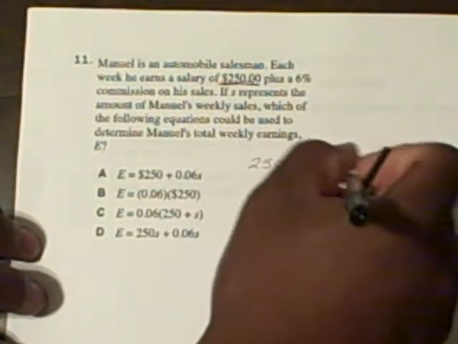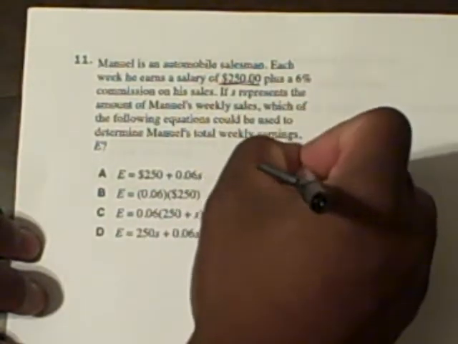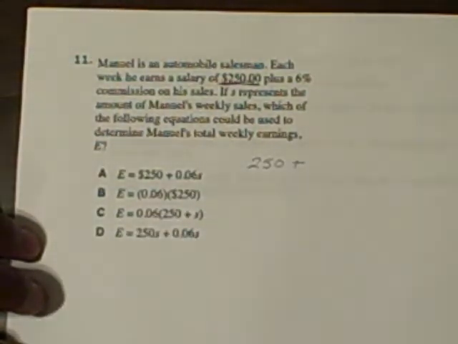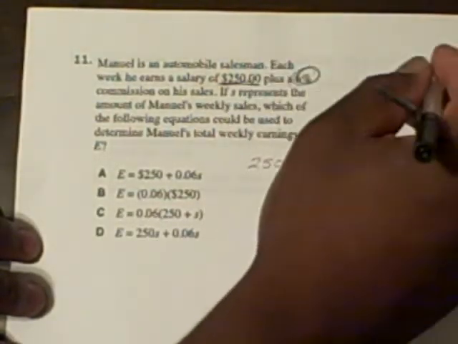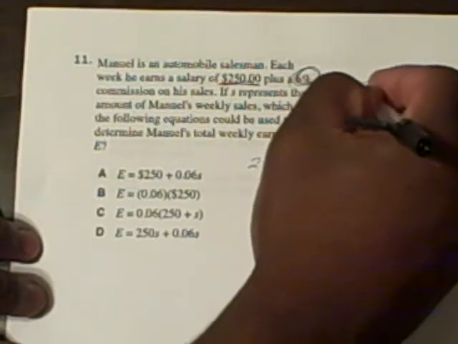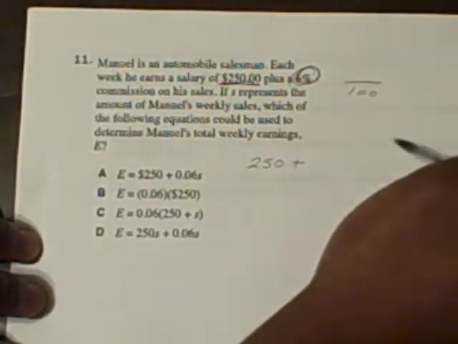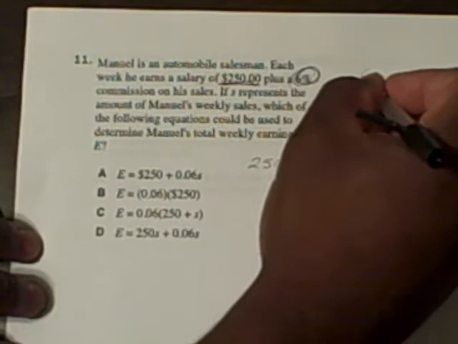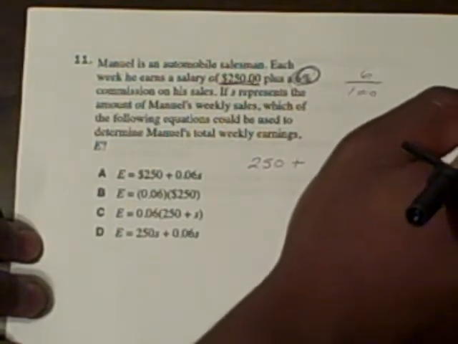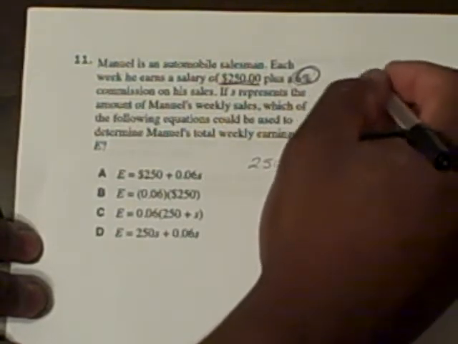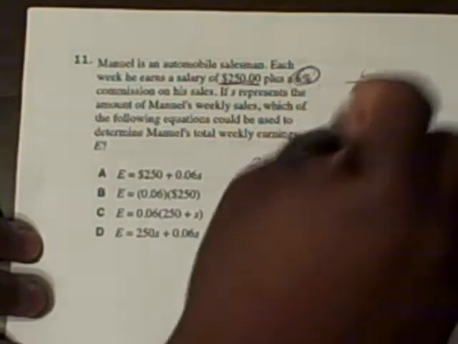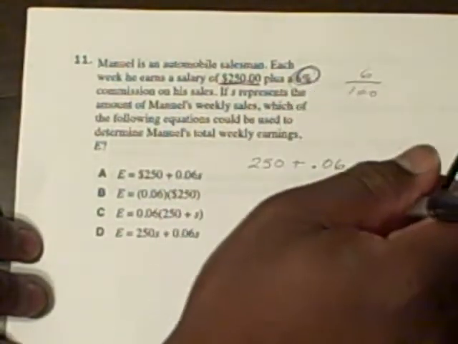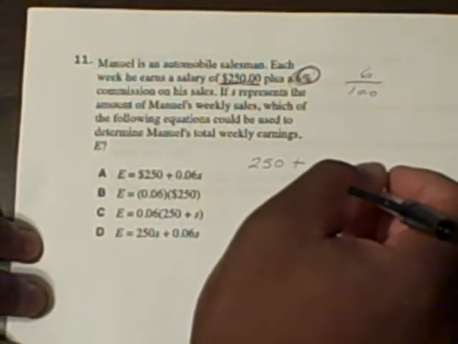I'm just going to write this out. And then it says plus 6% commission on sales. We know that 6% or the word percent means of 100. And so the fact that it is 6% means it is 6 over 100. If we were to do this on a calculator, it would come out to be 0.06. So anytime we see percent, we automatically convert it into a decimal.